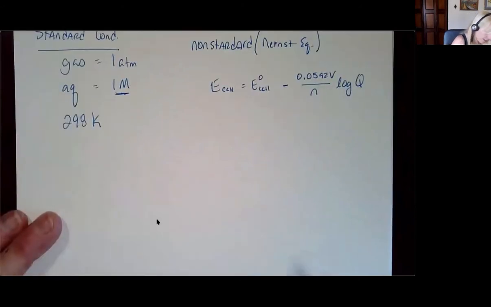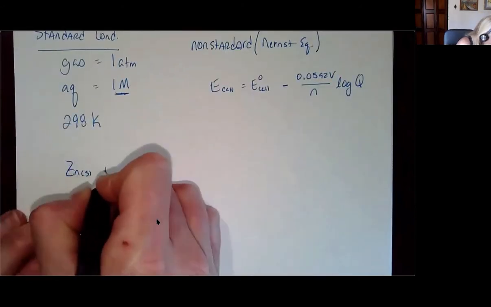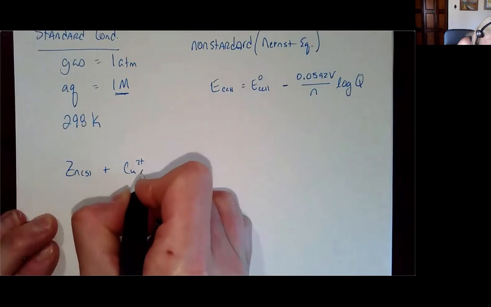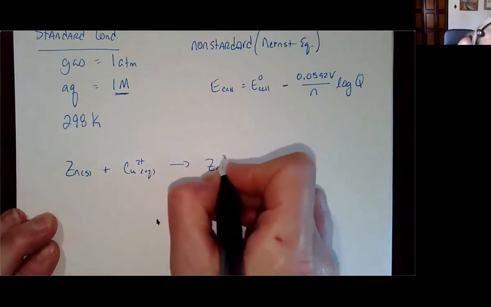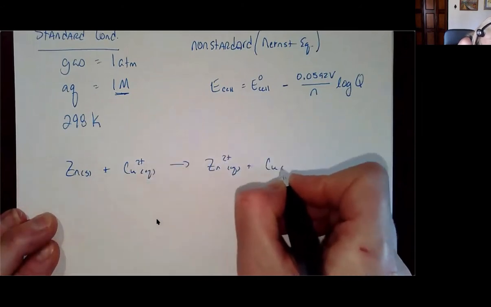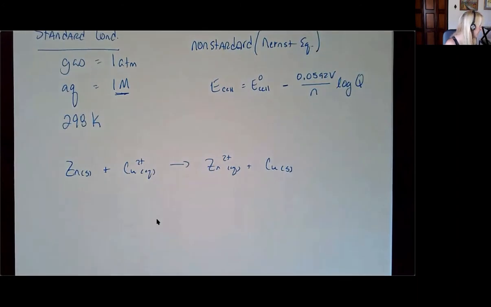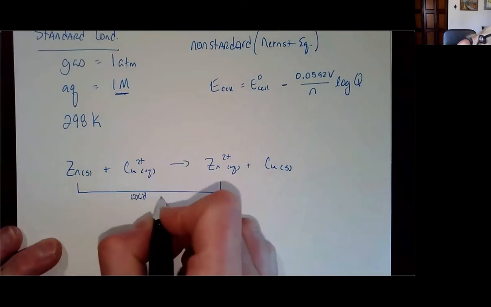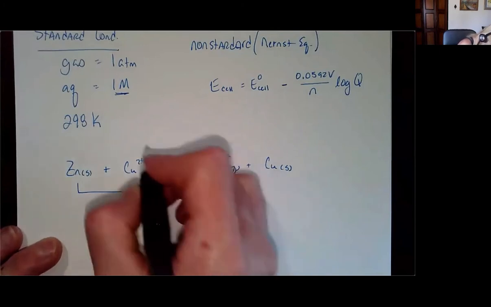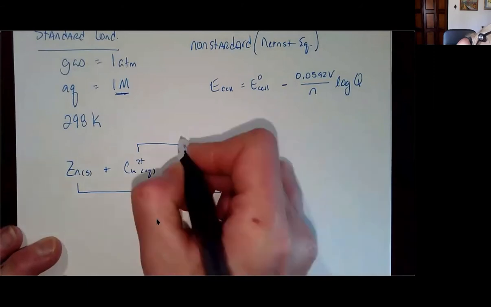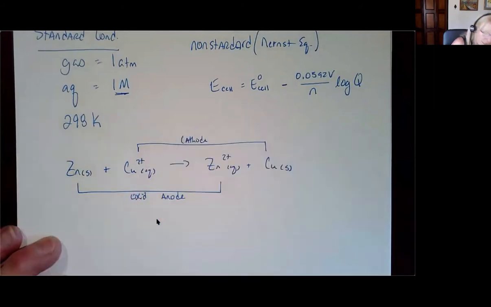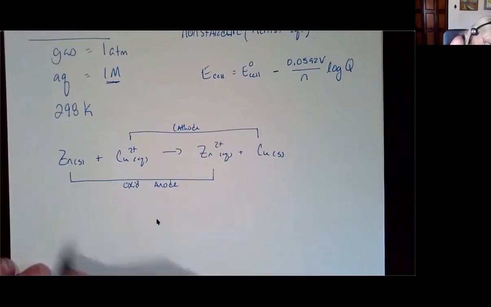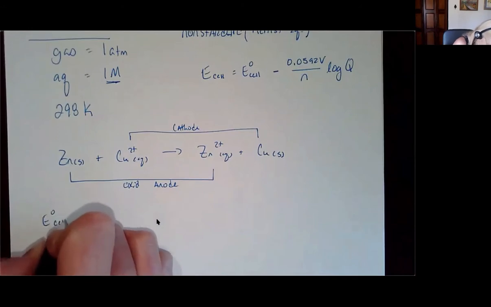So let's say I have zinc solid, and I'm reacting that with copper ion, and I'm going to form zinc ion and solid copper metal. I can calculate my standard E cell potential. This is going to be my oxidation half because this is going up. So this is going to be at the anode. This is my reduction half. This is going to be at the cathode. So I'm going to find that first. I'm going to calculate my E cell potential here.